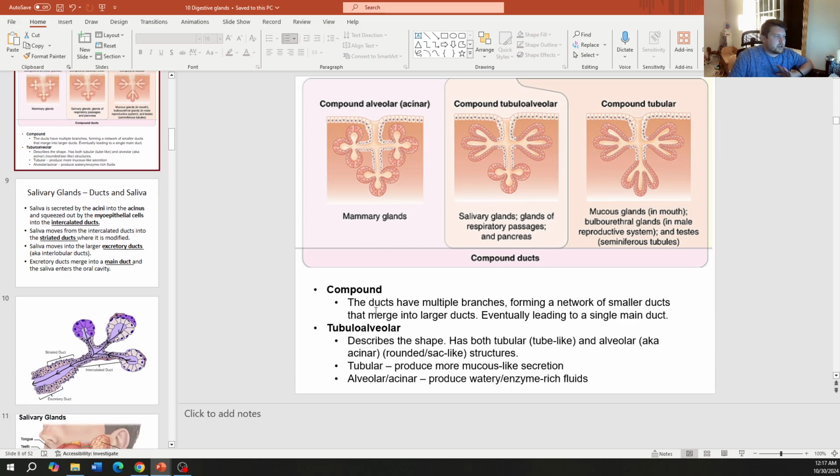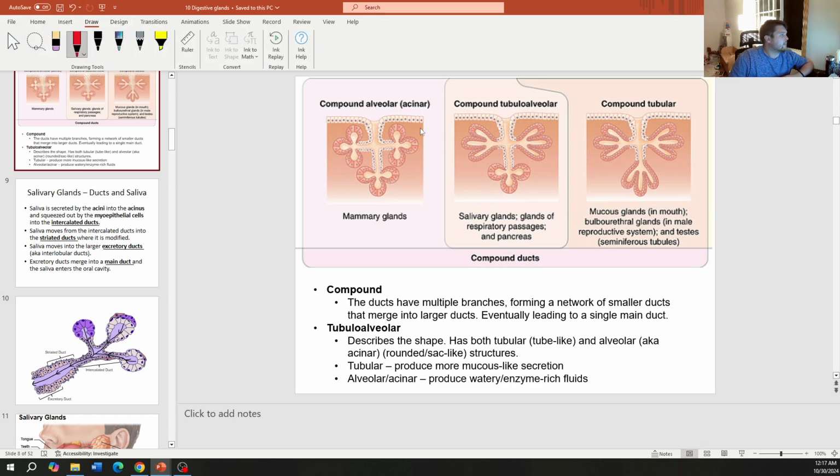And when you break it down, compound is just saying it has multiple branches rather than just one singular one. And then the tubulo-alveolar part describes its shape. It has tubular, the tube-likes, and then alveolar, again, aka acinar, is like rounded or sac-like structures. Okay, so we can see here this portion. This is more tubular right in through here versus acinar right down there. Okay, so tubular and acinar. So this is the one that we want to make sure we focus on specifically for this chapter.